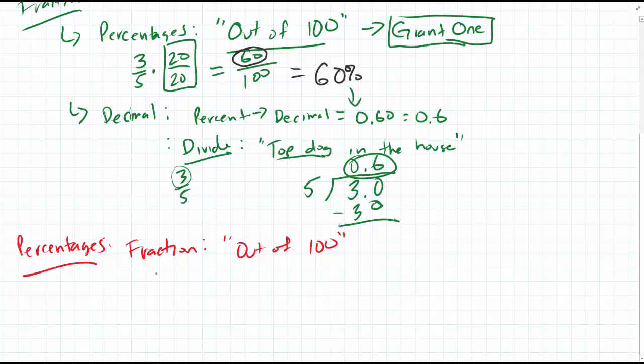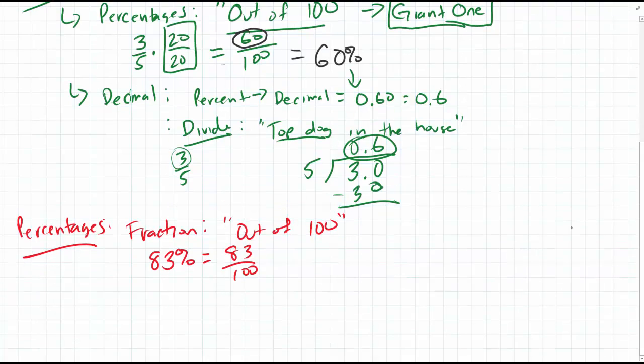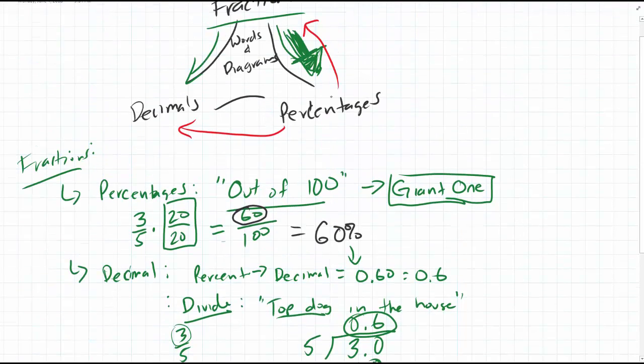Okay, so if we have something like, I don't know, 83%, okay, that's 83 out of 100. So that as a fraction is just 83 out of 100. So that's pretty simple. It's pretty straightforward. Okay, so that's the percentage to a fraction.